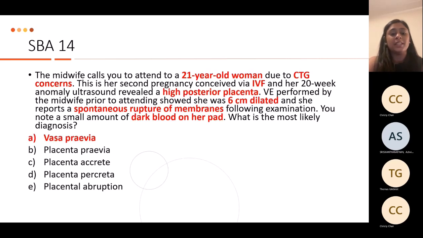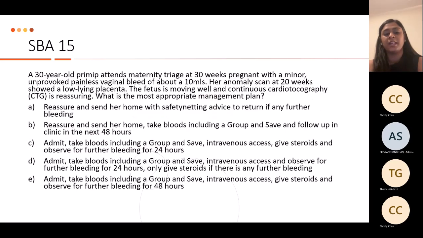So in this case, yes, it's vasa previa. As I spoke about, it's generally painless bleeding. So we know that there is dark blood. There's no mention of pain. And we know that she was 6 centimeters dilated and there's CTG concerns at the time of rupture of membrane. So it's very much in fitting with vasa previa. It's not a very common condition, but they tend to like asking this question in SBAs.